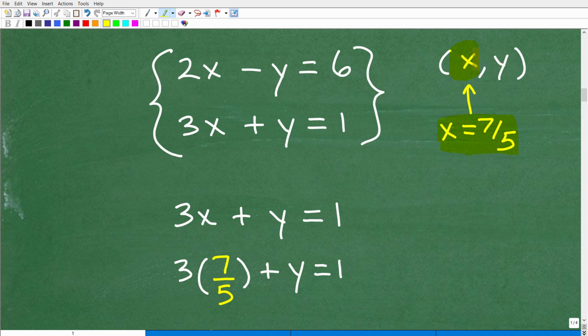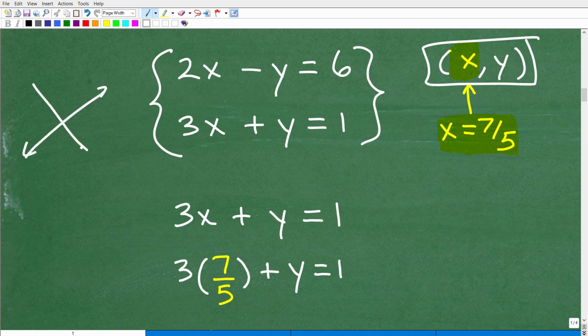Okay, remember I'm looking for an xy point, an ordered pair where these two lines cross. Okay, so right here, this point right there is some xy point. We just got the x part of it right now. That is 7/5. So now we need to get that y part of that point. So now I'm going to go ahead and solve for y. So how can I solve for y?